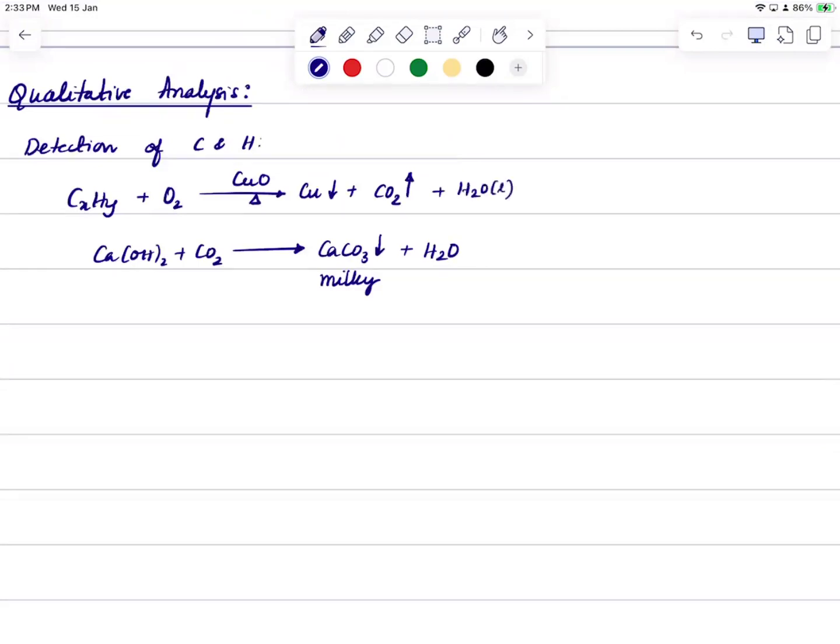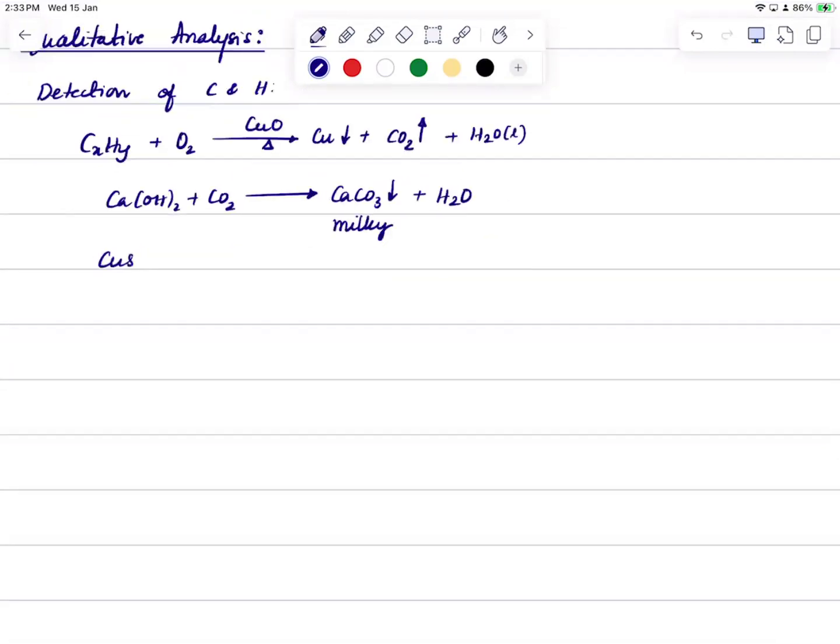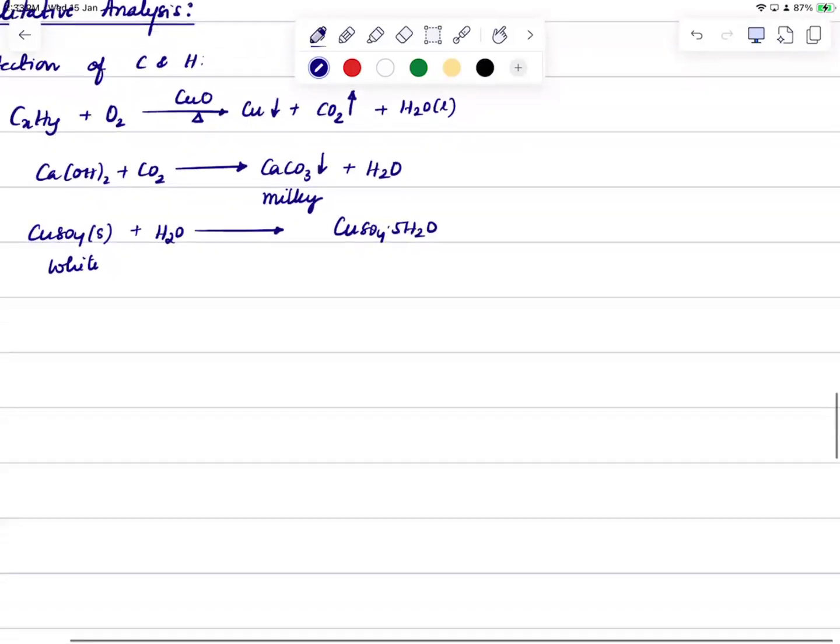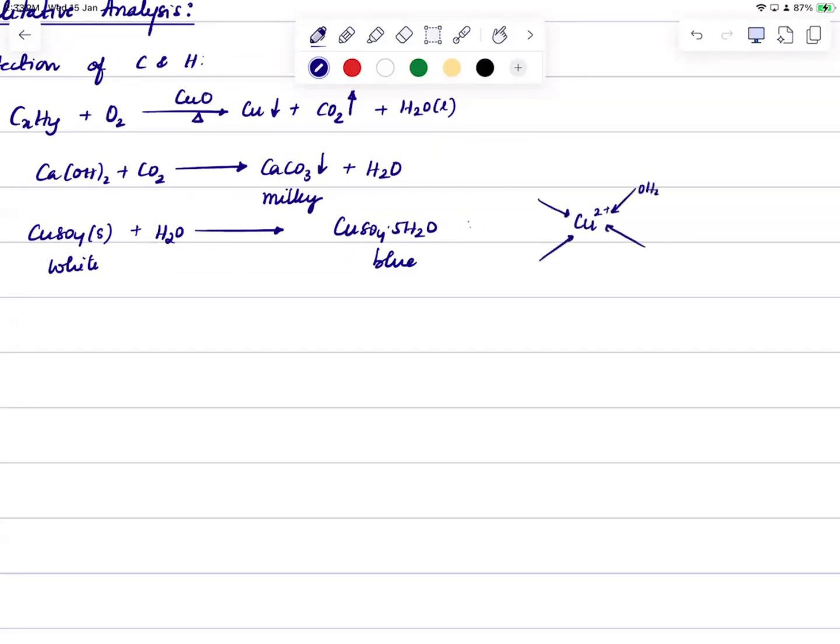H2O. So the same solution, if you pass it to copper sulfate solid anhydrous, which is white, plus H2O, correct? Then it will become CuSO4.5H2O. Got it? Now this will be blue color. Now, as per JEE Mains, this is the most accepted structure.